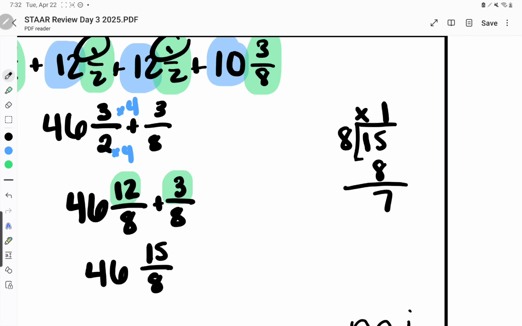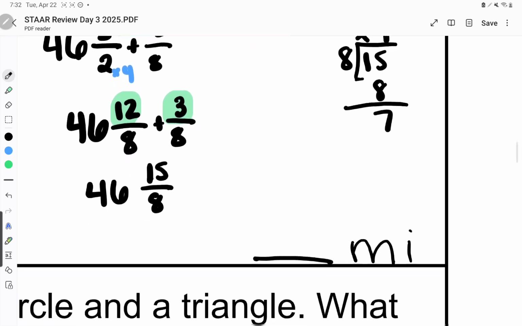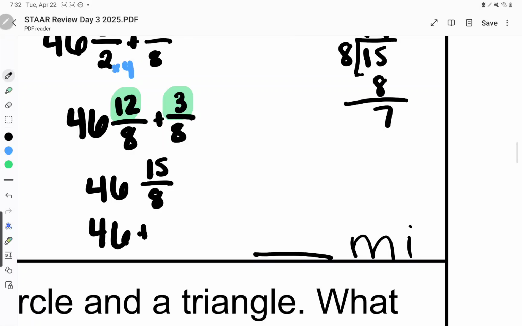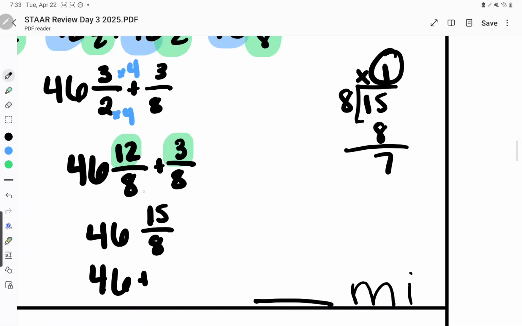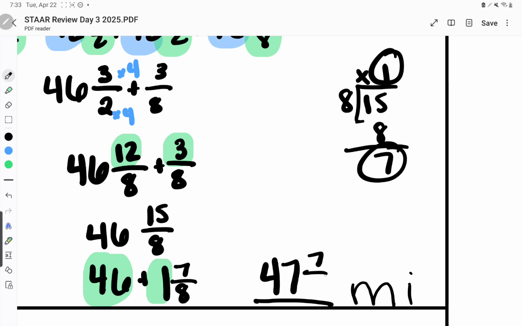I'm out of numbers, so that means I can now go and create my mixed number. My whole number would be the 1 right here. My whole number is on top. My numerator would be 7, and my denominator would be 8. Now I combine 46 plus 1, which gives me 47, and then I have 7/8.